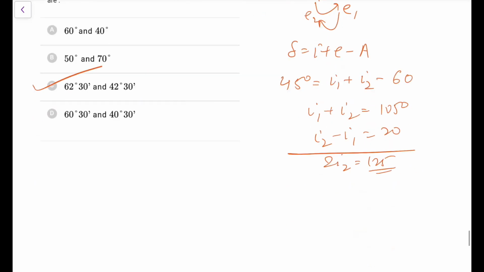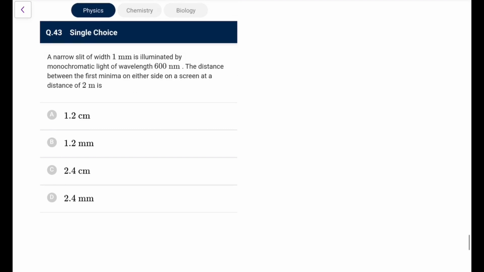So it is C option. Next one. A narrow slit of width 1 mm is illuminated by monochromatic light of this wavelength. The distance between the first minima on either side.